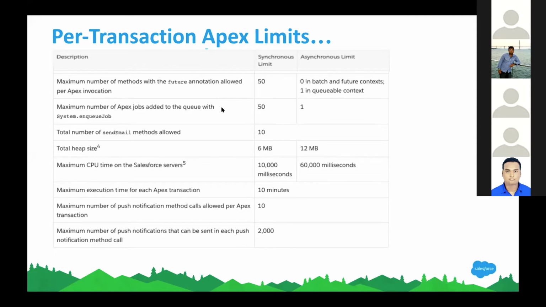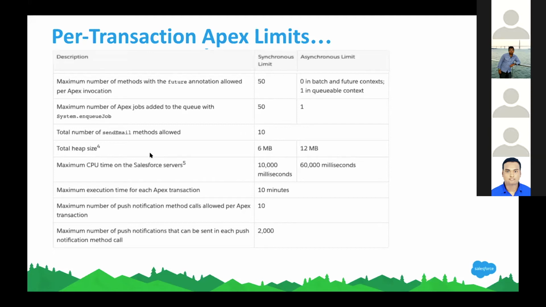And the maximum number of Apex jobs that can be added into a queue using System.enqueueJob is 50 for the synchronous one and 1 for the asynchronous one. And here we have a method called sendEmail. It sums up all the emails that we need to send, a message is put into the sendEmail method, and then the email is sent across. The number of sendEmail methods allowed per transaction is 10, both synchronous and asynchronous.